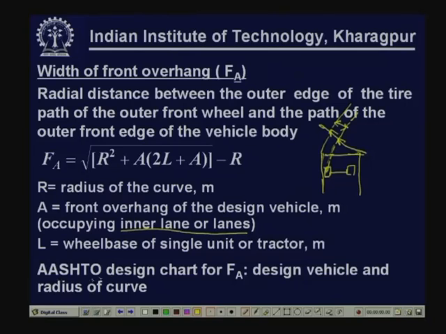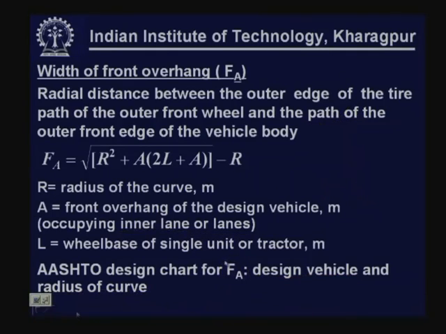Now, again for this part also, AASHTO has given a design chart for FA, making it a function of the design vehicle and the radius of curve. So, for different design vehicles and for different radius of curve, the value of FA may be obtained directly from the AASHTO design chart.